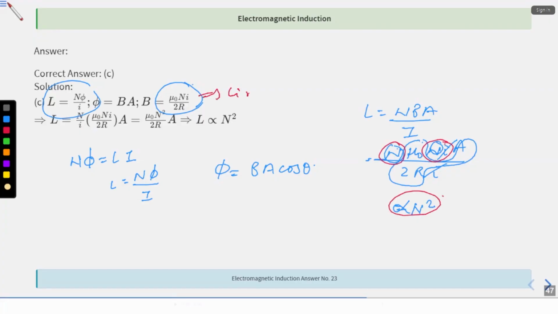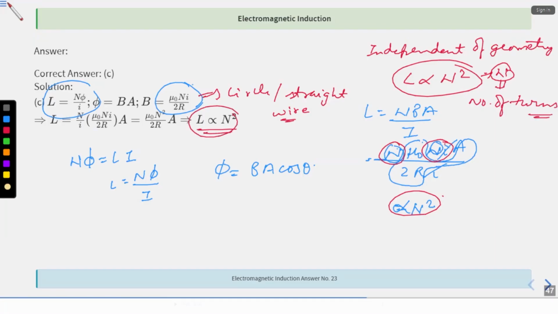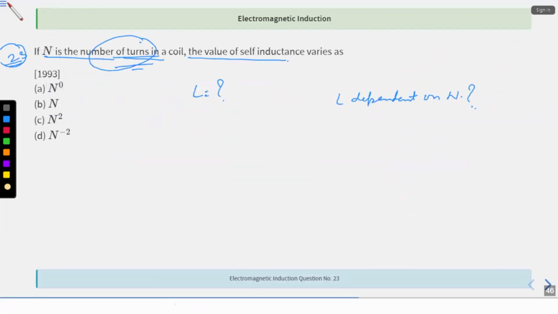This is for a circle or straight wire. You can take any geometry, you will get N square only because it doesn't depend upon geometry. It is independent of geometry. It is common for all that L is dependent upon N square, where N is the number of turns. Okay, so please remember this. This derivation is okay, but from the exam point of view, if you have a hold of this, you can directly mark it and move ahead, it will save your time. So please remember that self-inductance is directly proportional to the square of number of turns. So it would be option number C.